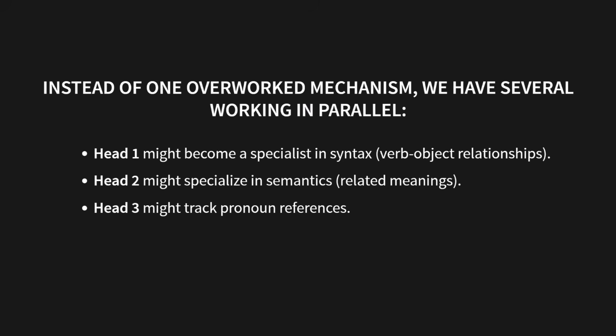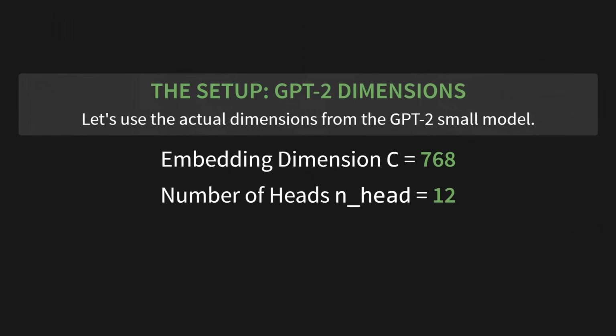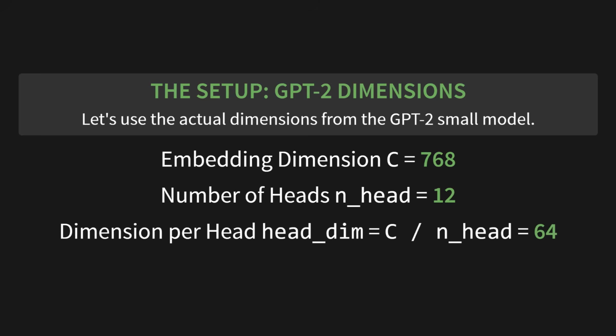The entire process follows a simple narrative. Look at this diagram. It's just split, then attend, then merge. That's it. Part 1: the raw tensor walkthrough. Let's use the actual dimensions from the GPT-2 small model to make this real. Our embedding dimension, C, is 768. The number of heads, n_head, is 12. And that means the dimension per head, head_dim, is C divided by n_head, which is 64.